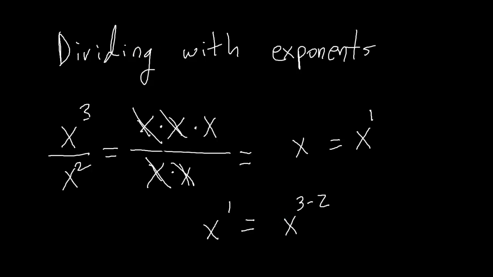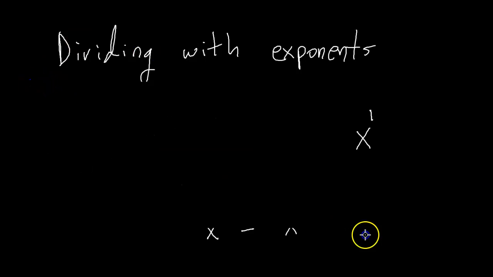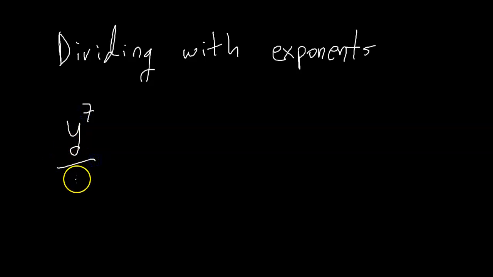Let me make some room over here. There we go. What if we had something like, let's use y this time. What if we had y to the 7th power divided by y to the 4th power? Just like we saw before, we've got two of the same base, in the numerator and denominator, with different exponents. Let's see what we can do here.